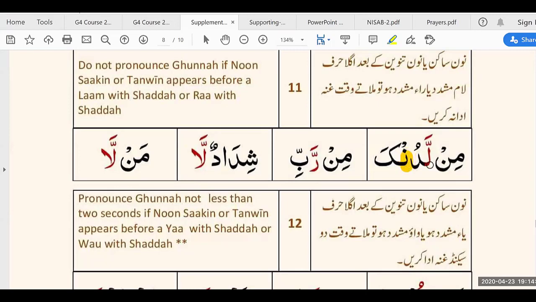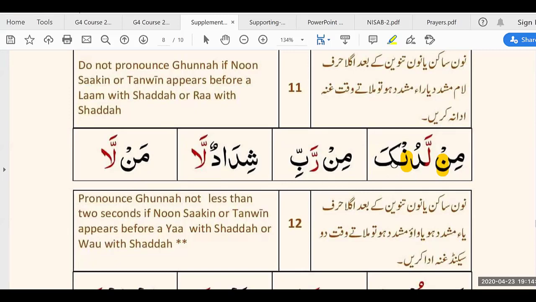Okay. So this was right. Milla. You completely merged. The sound of noon was completely concealed. But here you made a mistake. Yeah, I didn't do the clear pronunciation. Yes, you did izhar. Yeah, I should do that. But what are we supposed to do here?